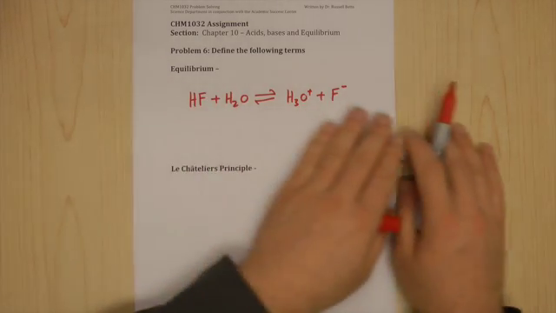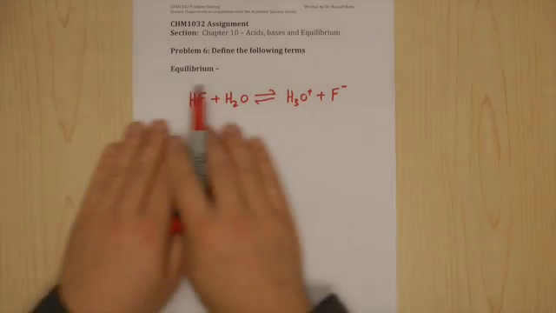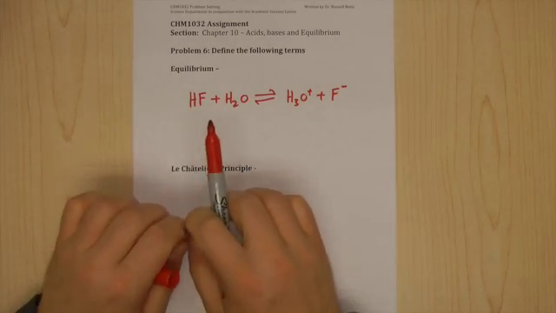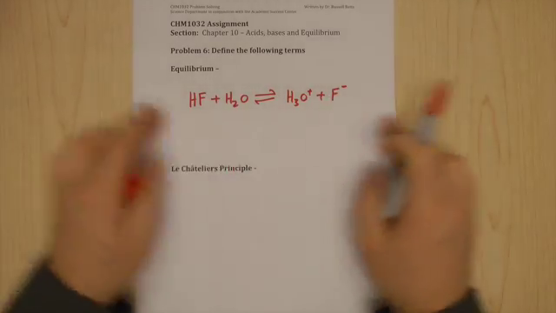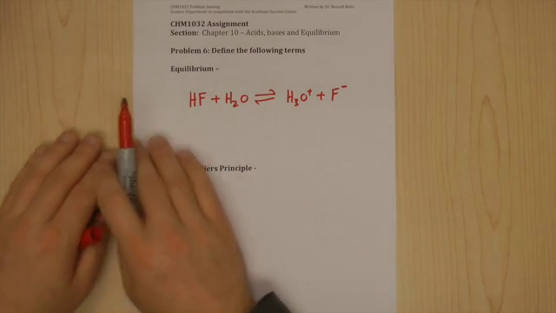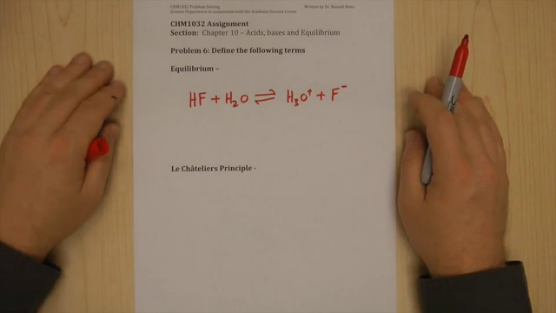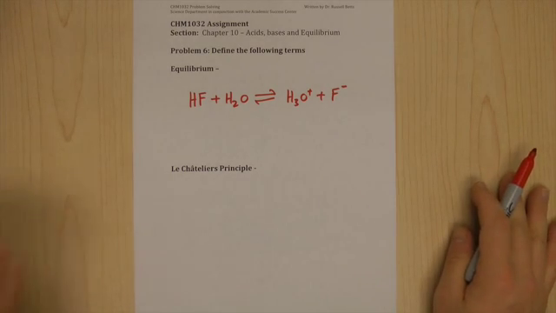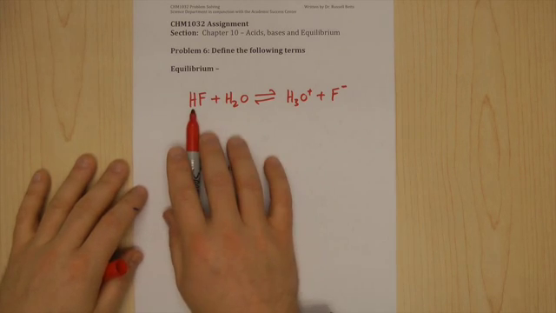So they're happening. It's going this way, it's going that way, at the same time. So at the same instance in time, both reactions are occurring. It's going to the right and it's going to the left. At the same time, at the same rate. Okay? That's called equilibrium.